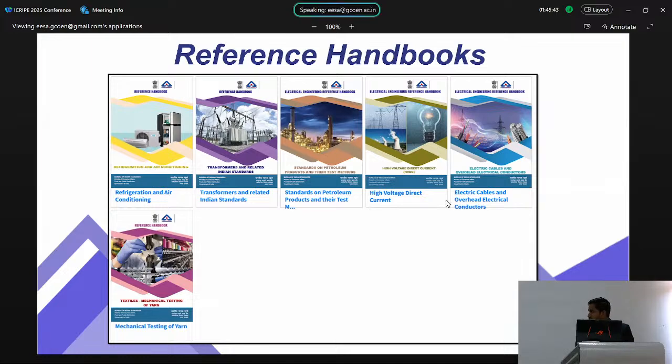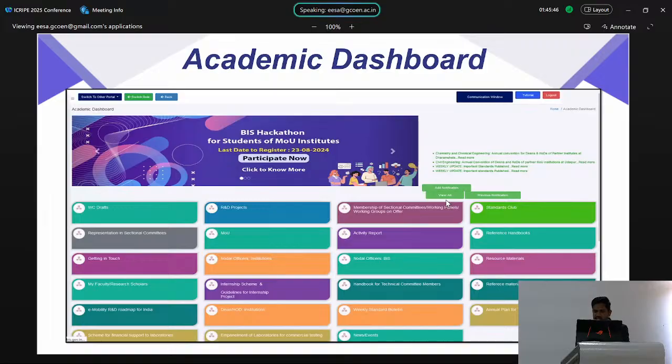So the next one is the academic dashboard. All the institutions with which we have a memorandum of understanding use this academic dashboard for accessing information and for research purposes, for submitting their proposals for research projects. That I will cover in the next slides. For this academic dashboard, we have the working drafts first. These are the standards which are under circulation and under review. So the academic institutions can give their comments, see which standards are under review, and suggest their inputs in these standards.